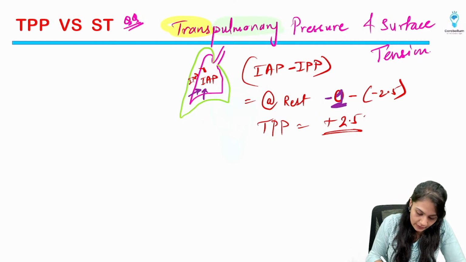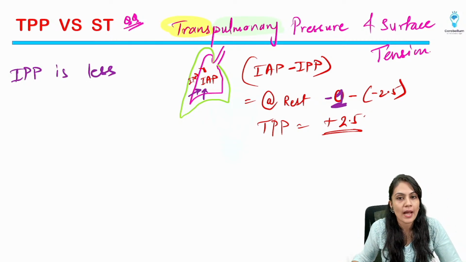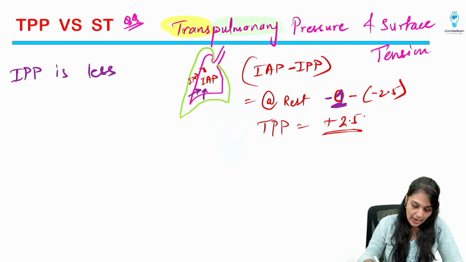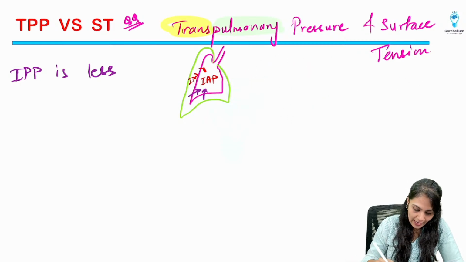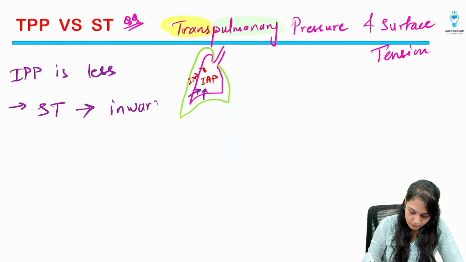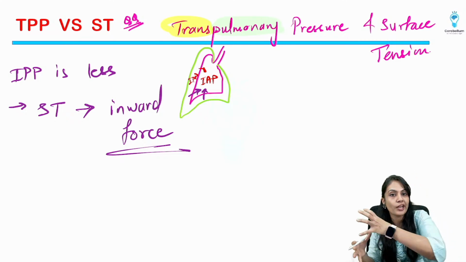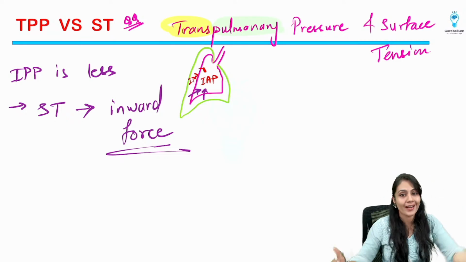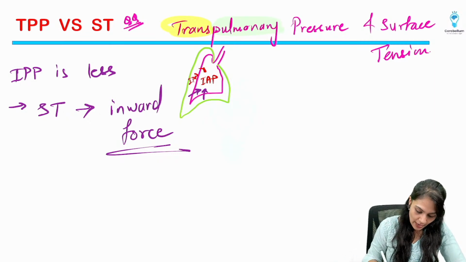Remember, the lesser the IPP, what is going to happen? More will be the TPP, right? And because of this, what is going to happen? If TPP is more and the surface tension is active, and surface tension is an inward force, right? The IPP is trying to pull it outside. Why? Less means more negative, right? More negative is the pressure, more is the TPP, right? What is going to happen?